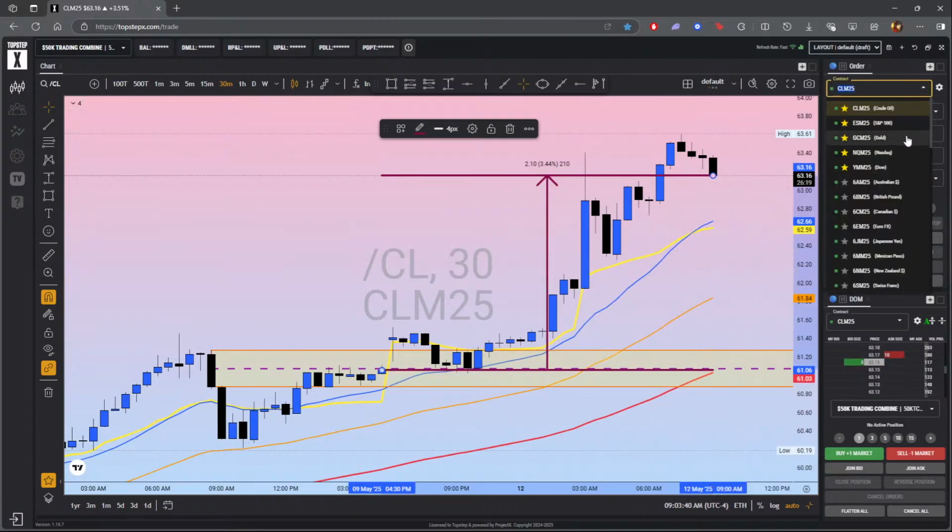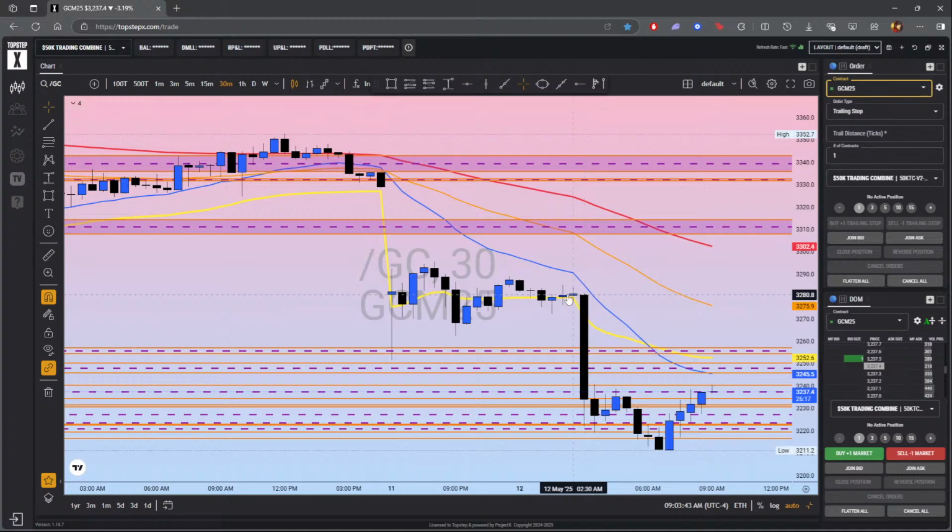Heading out of crude into gold. Let's examine. We see gold is actually doing the exact opposite thing. Oh wow. Gold is down. Why is gold down so severely?